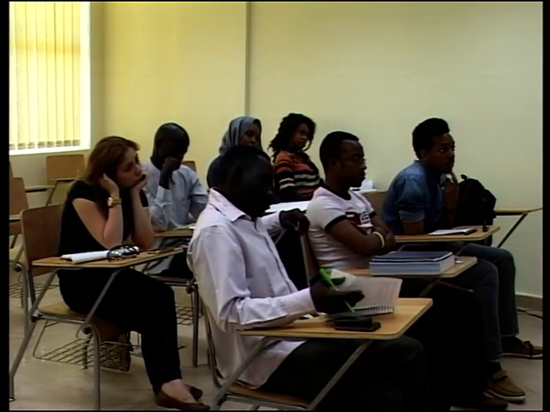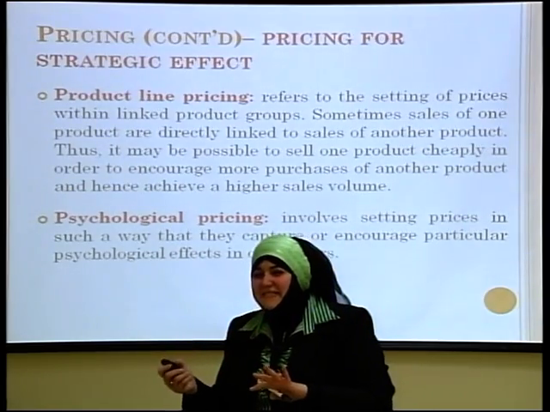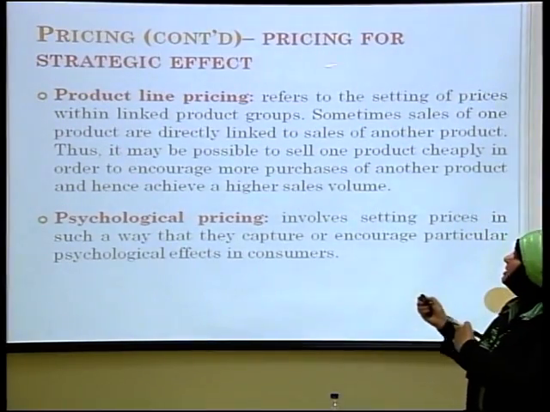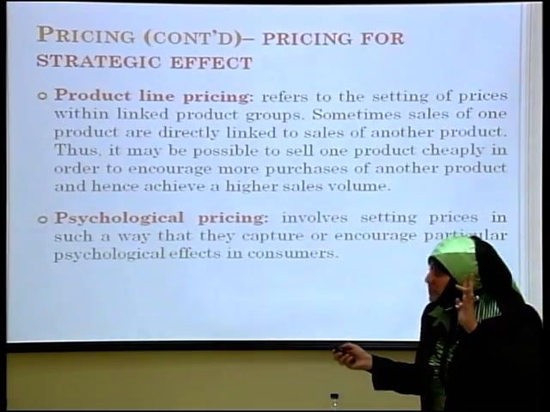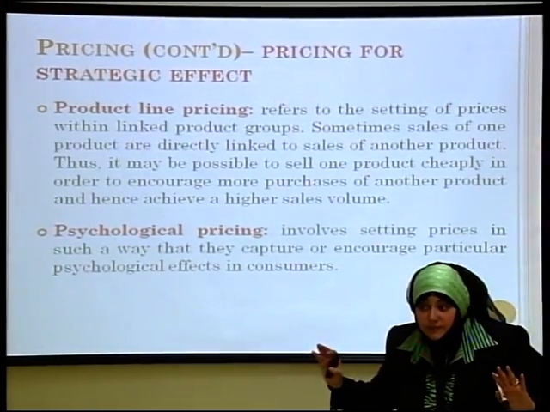So what did we cover in pricing up till now? Pricing, the second P. What did we cover so far? Go ahead. The meaning of pricing. The 3 approaches of pricing, excellent. Which are? We have cost-based. Excellent. Cost-based pricing, customer-based pricing, and competition-based pricing. And then we have what we call the pricing for strategic effect. 2 main points, product line pricing and psychological pricing. Easy? Any questions about this? You are okay?